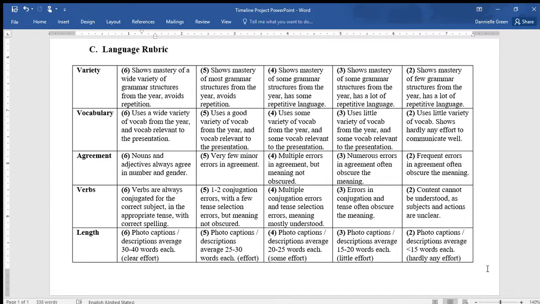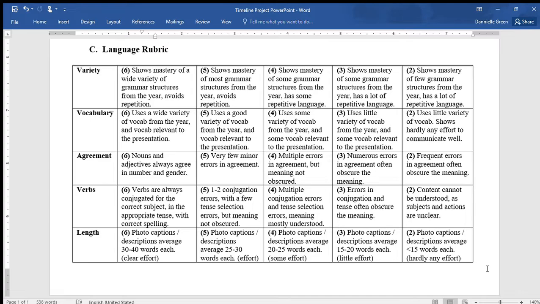Next, I'm looking at agreement. Nouns and adjectives need to always agree in number and in gender. So if you're a girl describing yourself, you wouldn't say that you were atletico, you would say atletica. Or if you had two brothers who were really smart, you would say hermanos inteligentes with an S on the end. Make sure those are matching up in number and in gender.